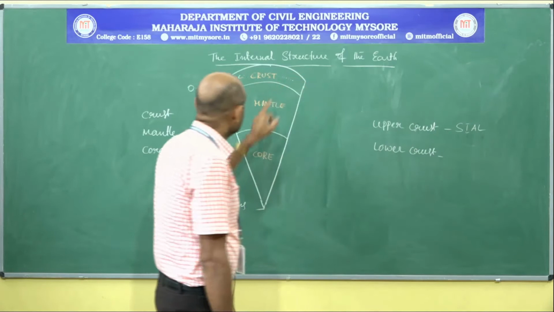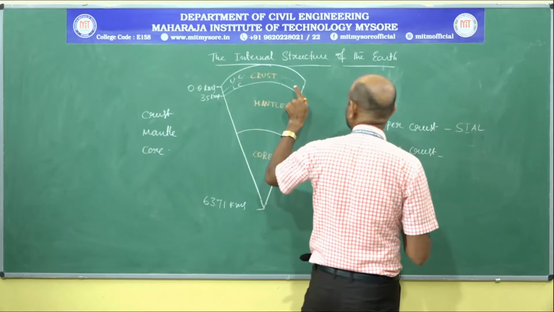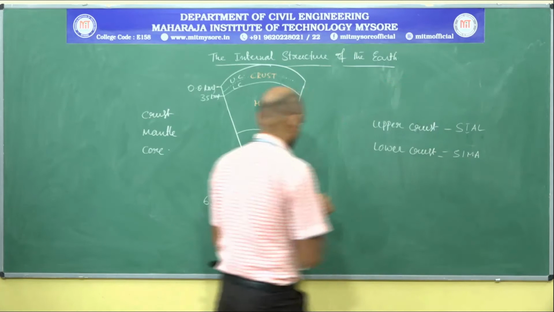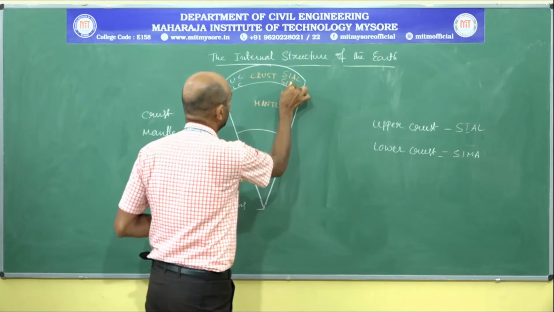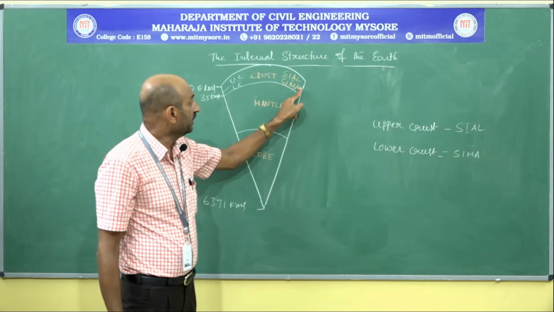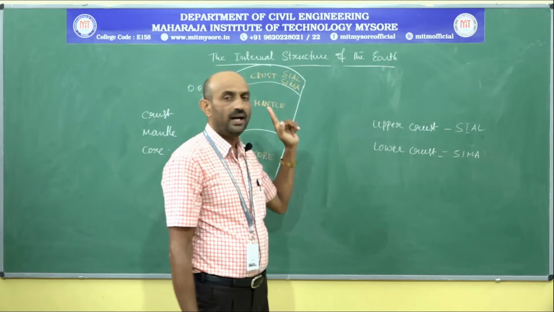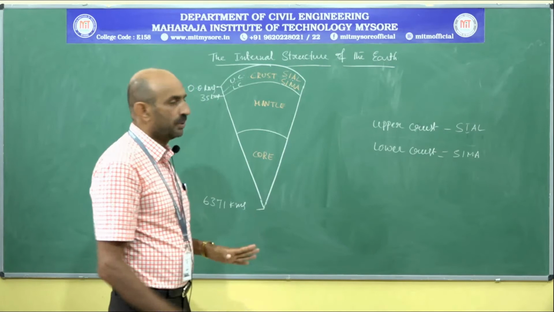This lower layer, since it is predominantly rich with silica and magnesium, we are going to call it SIMA. The outer crust is called SIAL and the inner crust is called SIMA. SI stands for silica, AL stands for alumina. Here SI stands for silica and MA stands for magnesium. SIAL and SIMA. The composition of the earth crust, particularly upper crust and lower crust. Just we have to remember silica and alumina is called SIAL, and silica and magnesium is called SIMA.